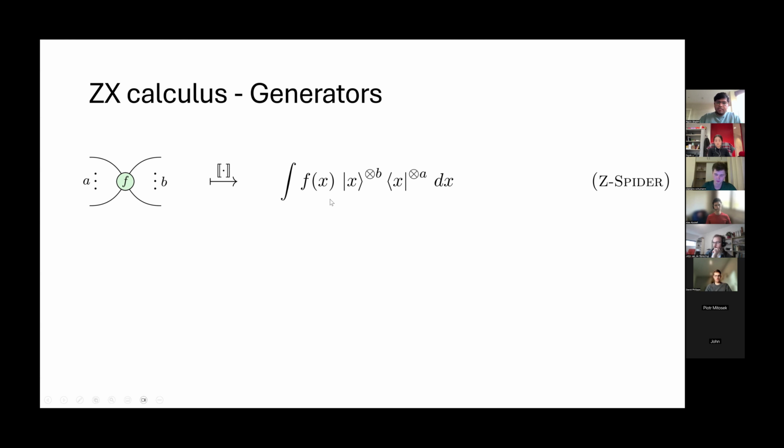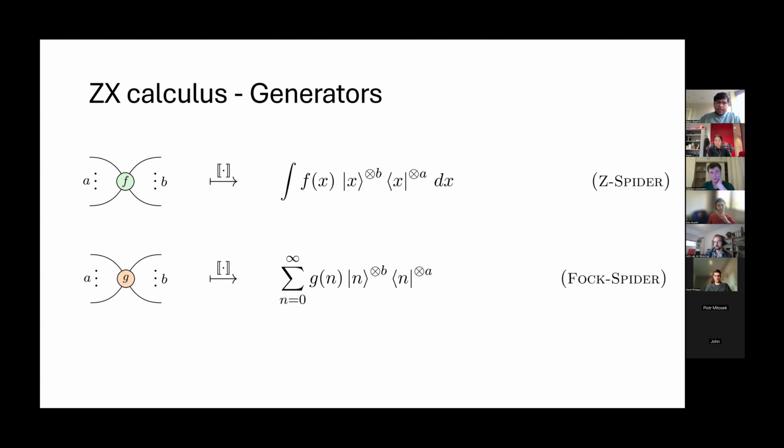And along with that, we can also have a label on the Z spider, let's say f, and you can specify the coefficient of your integrals. So this function f goes from real numbers to complex numbers, and you add f of x as the coefficient of the x basis state.